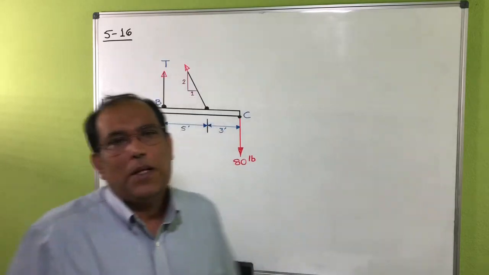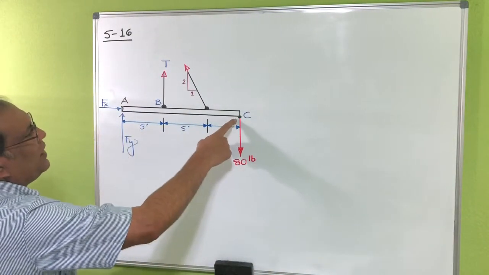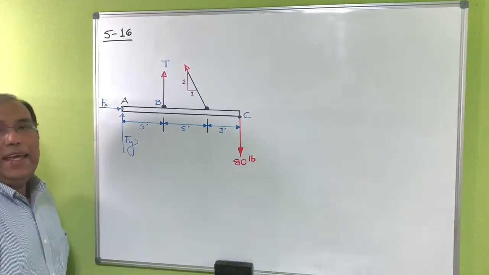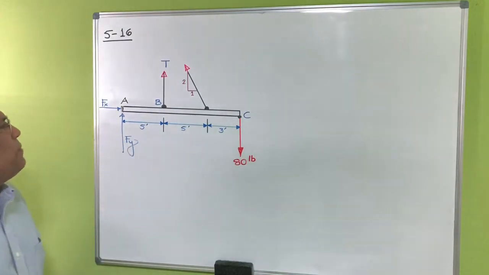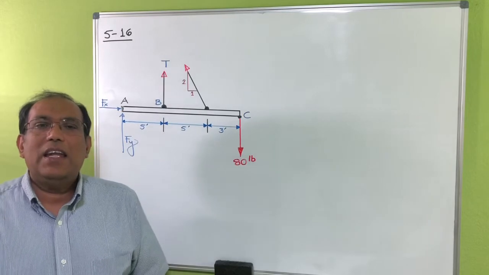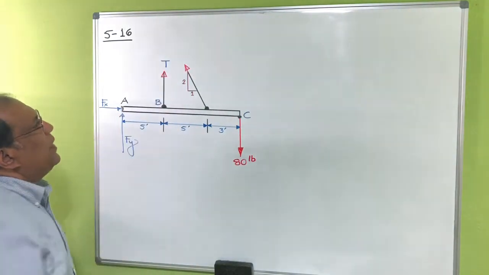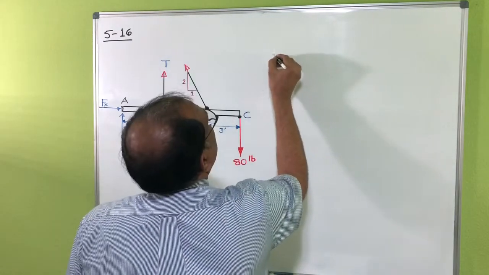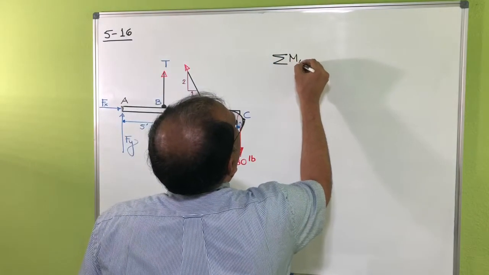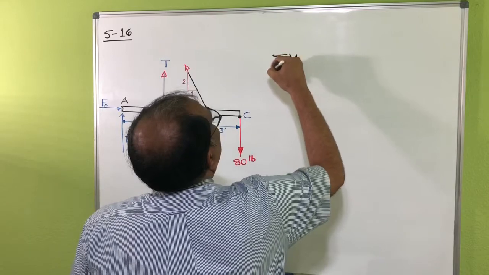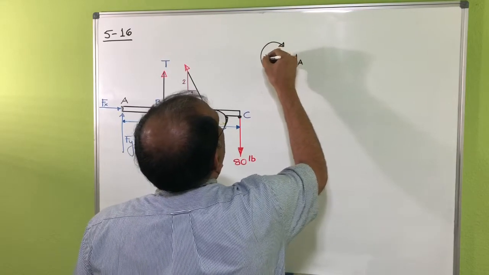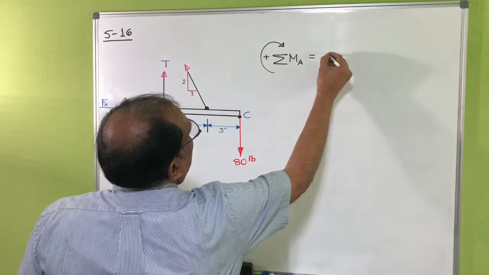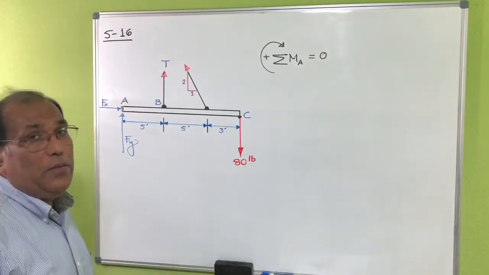Means you have to take moment at that point at which the number of unknowns is maximum. Okay, for this particular situation you can take your moment here, here, here, or here. Now if I take my moment at A, then Fy and Fx are passing through the point A, so I can avoid these two unknowns and find out my T from here. Okay, now if you take the summation of moment at A, let's say clockwise is positive, and the summation of moment has to be 0 because this is in equilibrium condition.